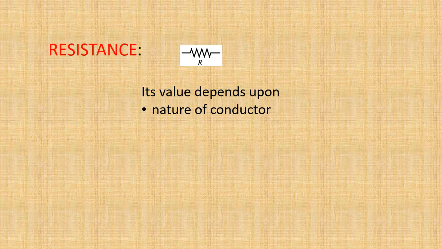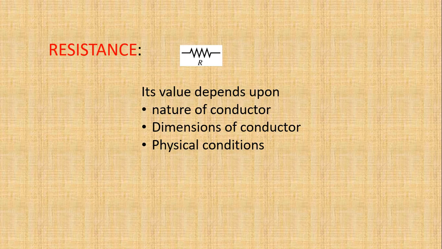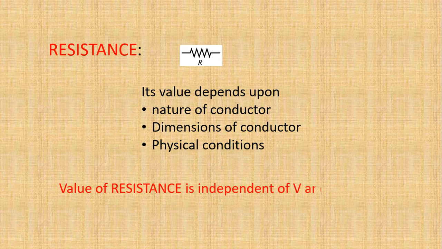So the value depends upon the nature of the conductor. Second, it also depends upon the dimensions of the conductor, that is length, breadth, area, etc. Third, its value depends upon the physical or environmental conditions, that is, the temperature, pressure, humidity, etc. The value of resistance is independent of V and I, that is, the potential difference and current.